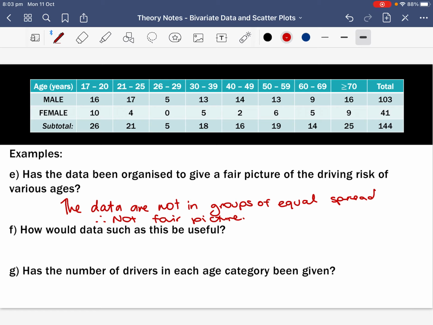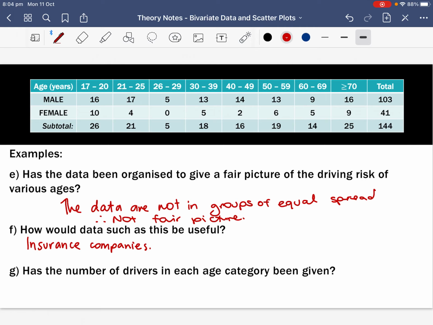Because it's distorted. So how would the data be used? So if you think about where somebody would use this sort of data, they would use it in insurance companies. And insurance companies would use this data and rely on this data when assessing the risk and therefore setting the premiums for their insurance. And yeah, that's one of the ideas.